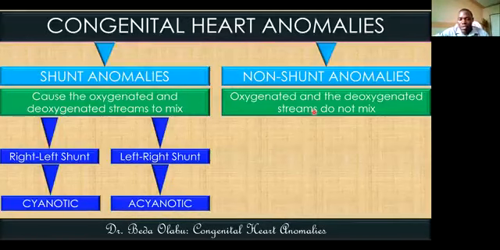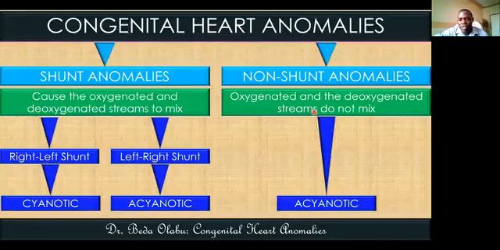Similarly, the non-shunt malformations are unlikely to present with cyanosis. Therefore, they are also acyanotic congenital heart diseases. So this classification is a clinical classification. Cyanotic congenital heart diseases are the right to left shunts. Then everything else is an acyanotic congenital heart disease.